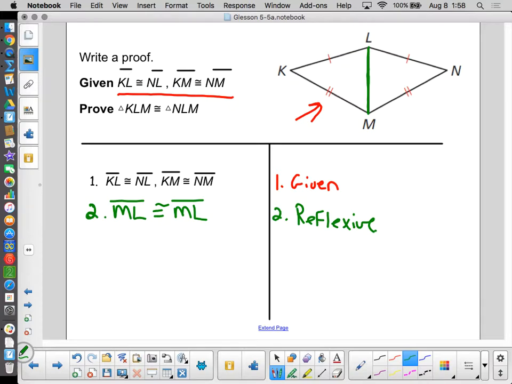Now, what do I have? I have three pairs of congruent sides. I don't need any congruent angles. So I'm done. Triangle KLM is congruent to triangle NLM. And my reason, side, side, side. Side, side, side is my congruence theorem that I'm using here. So side, side, side, pretty straightforward, relies solely on sides, nothing on angles, all congruent sides, and we've got it done.